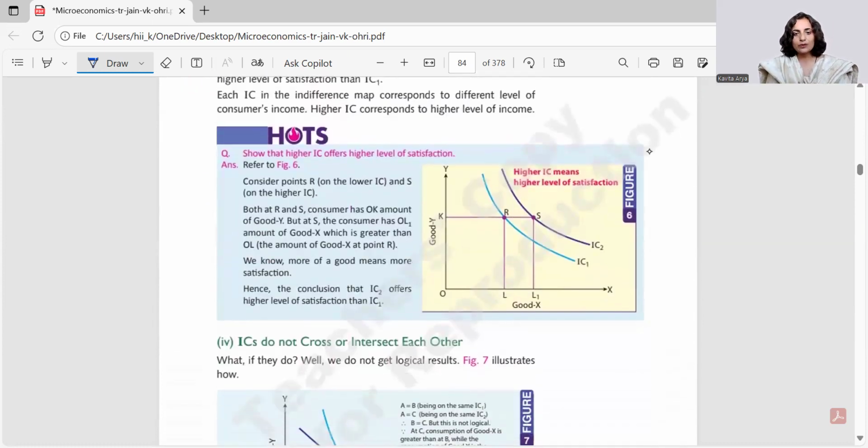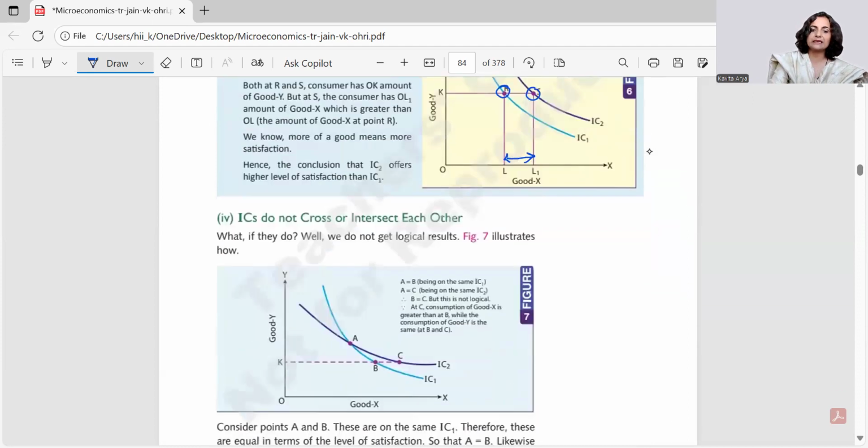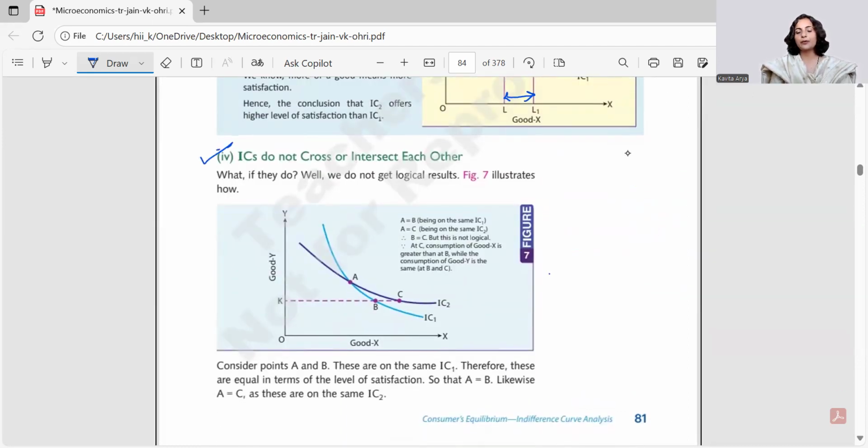This question shows that higher IC gives higher satisfaction, as I have explained: R point and S point are lying on two different ICs. S is lying on the higher IC and S is giving this much higher of X, keeping Y constant. So it's proved. This is again a beautiful property of IC, and it is most often asked in the examination. Let me explain the same through my own diagram.